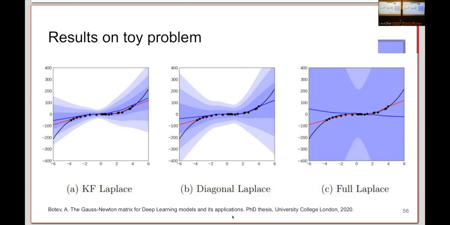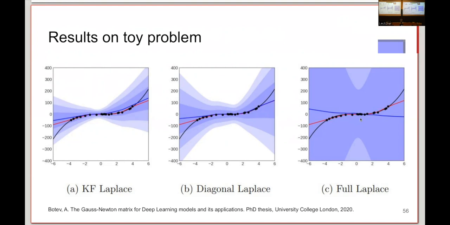They do the Kronecker factor Laplace. They have some diagonal approximation to Laplace, which is usually not very good. Full Laplace is horrible. What's going on here? Does anyone have some idea of what's going on? Why is it looking so horribly wrong? They are using sampling for making predictions, and we know that it doesn't work. Neil Lawrence did this in his thesis 20 years before, and it didn't work.